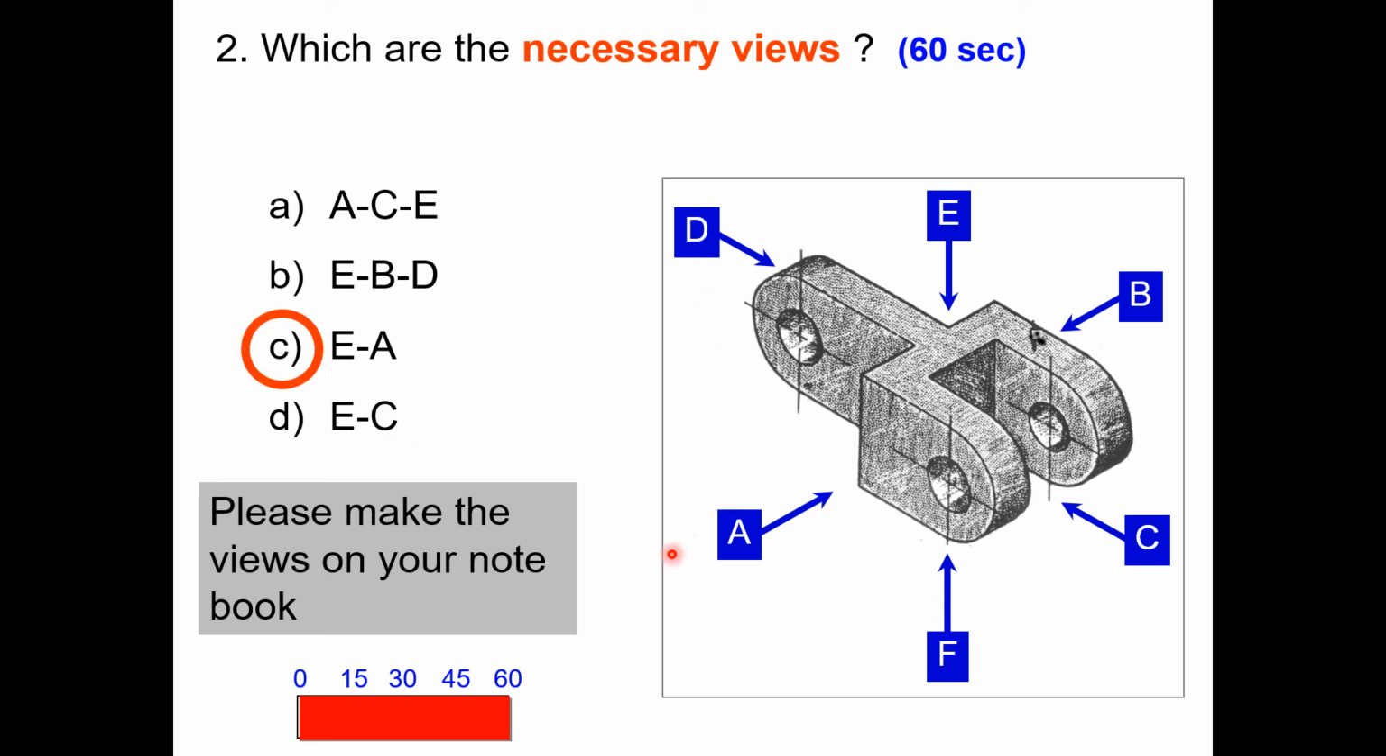Okay, so why? When you see from this side, you will get the idea of this hole, and when you see from the top, you will get the thickness and location of holes. So these two views will be enough, A and E, top view and the front view.